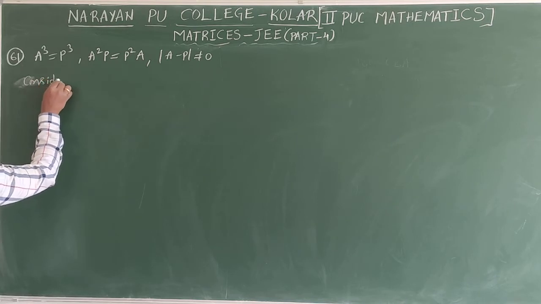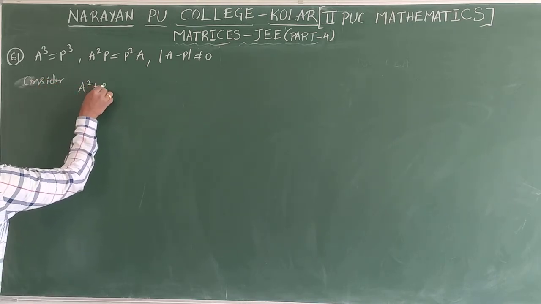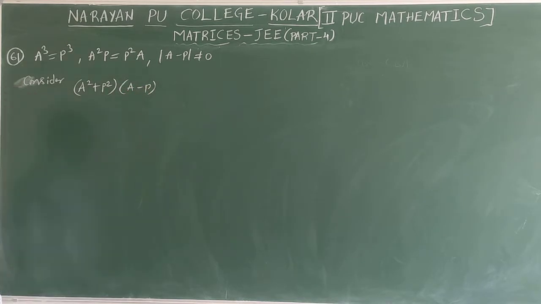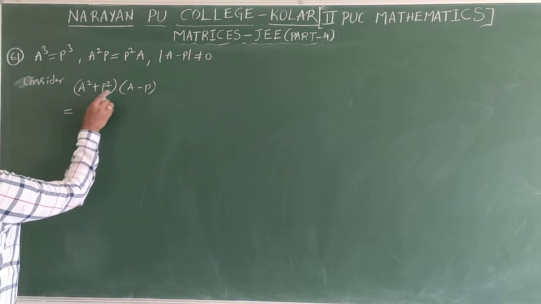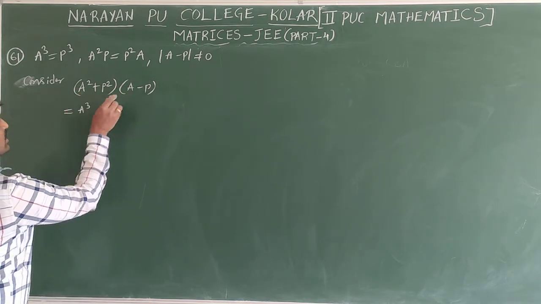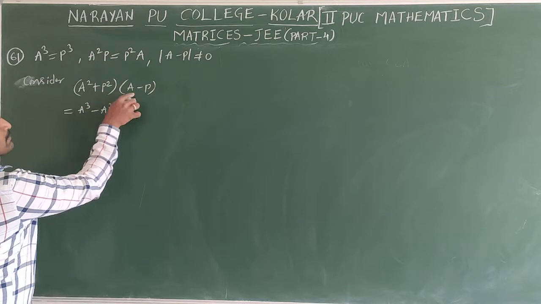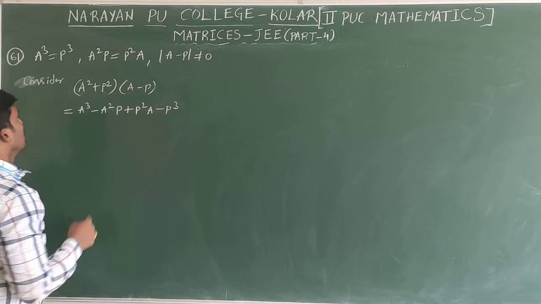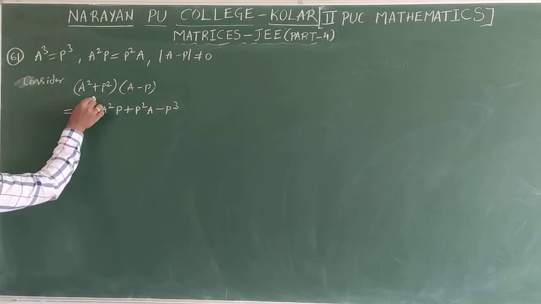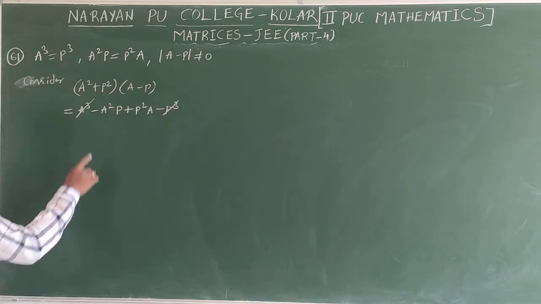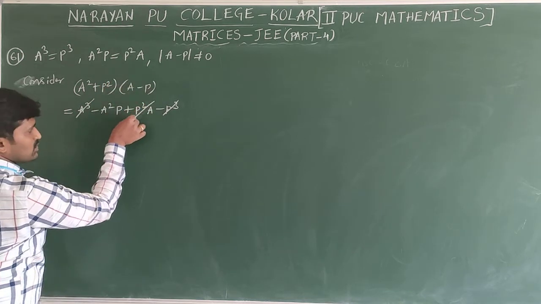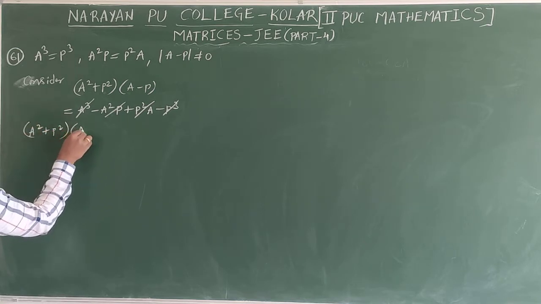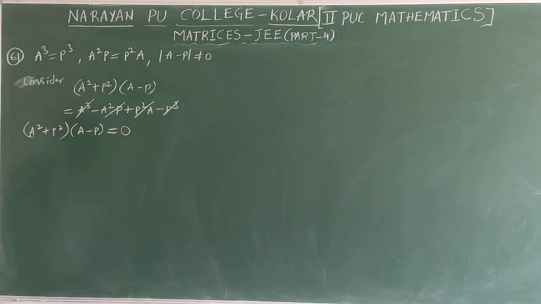To find that, I am considering this kind of product, that is (A square plus P square) into (A minus P). You will check what you will get. Multiply A square into A gives A cube, A square into minus P is minus A square P, P square into A is P square A, P square into minus P is minus P cube. A cube and P cube are both the same only, that's why both get cancelled. A square P and P square A are also equal but opposite sides, so they cancel. Now what did you get here? (A square plus P square) into (A minus P) clearly equals the 0 matrix.